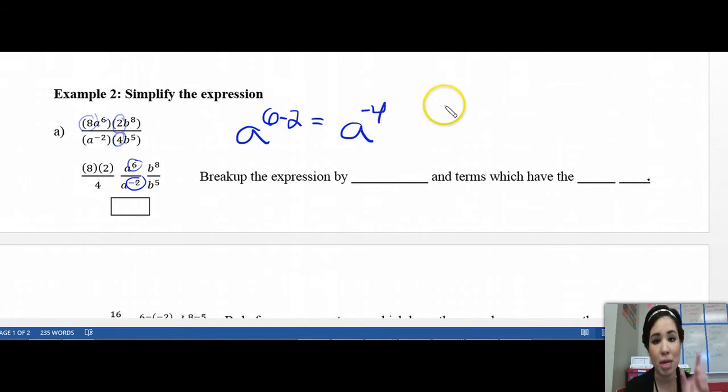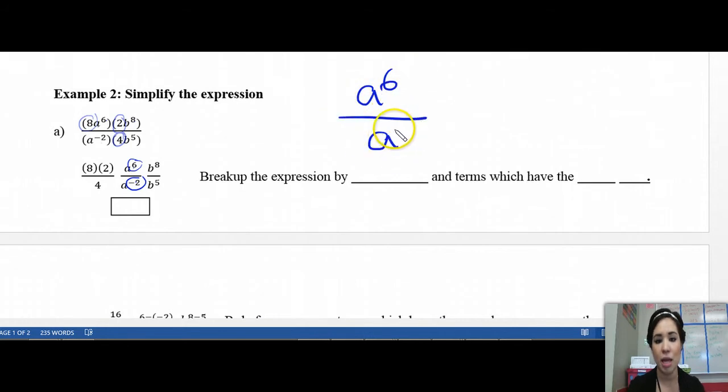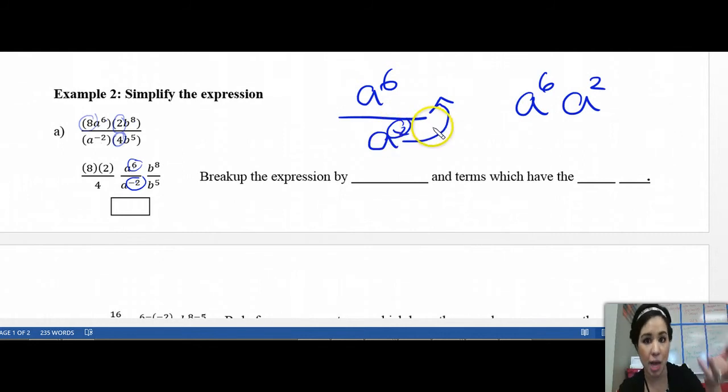Remember, a negative exponent means it has to go in the denominator. Now, I don't actually see it like this. Let me tell you what I do. Instead of seeing it as a negative, I just think of this: I have a to the 6th on top, and a to the negative 2 means I have to put it up here. So that's going to be a to the 6th times a squared. That negative exponent tells me to put it on the opposite side. So a negative 2 is going to tell me to move it up.